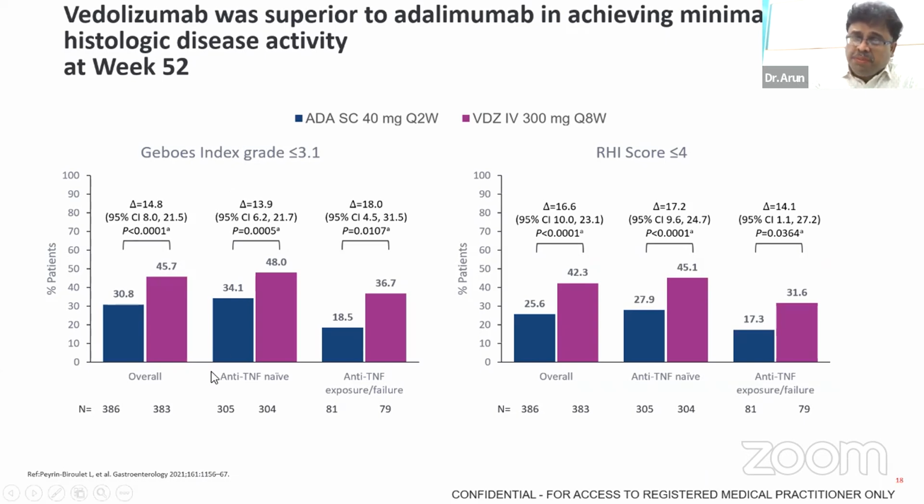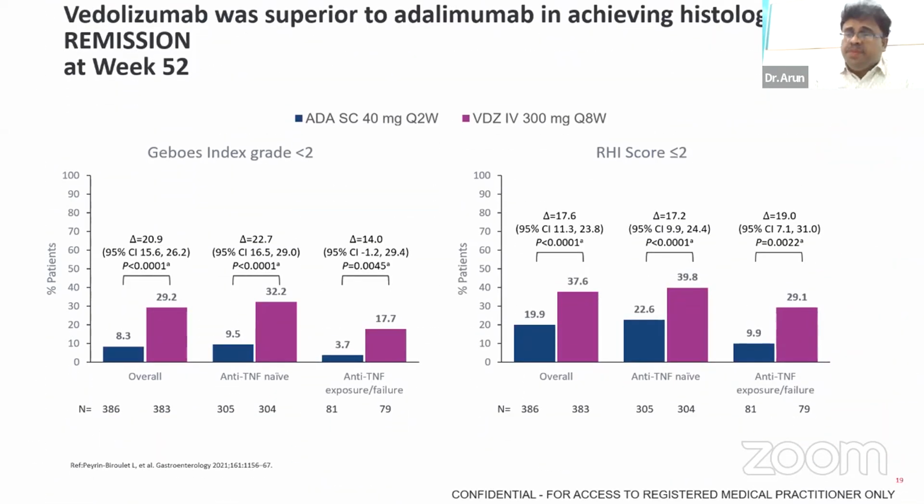Vedolizumab was superior to adalimumab in achieving minimal histological disease activity at week 52. If you look at this graph, vedolizumab shows a significant potential response on the Geboes index as well as the RHI scoring system that they used. You need to analyze how you are going to assess the response for the patient in achieving minimal histological disease activity at week 52.